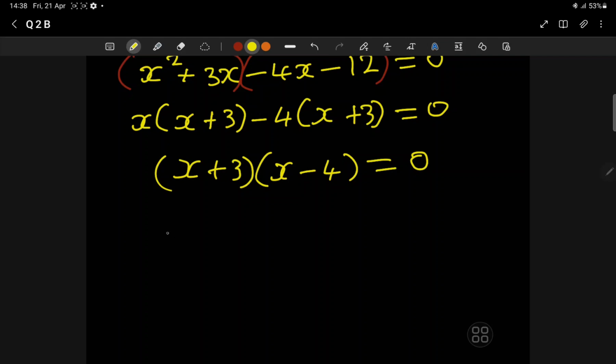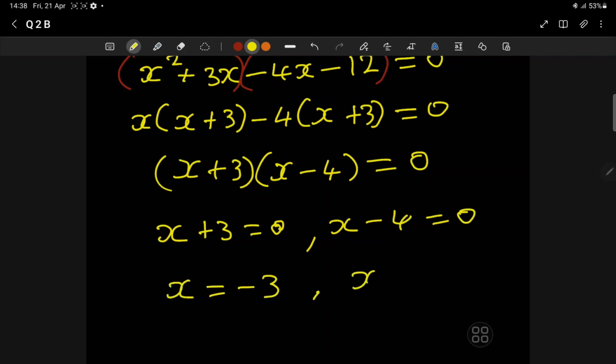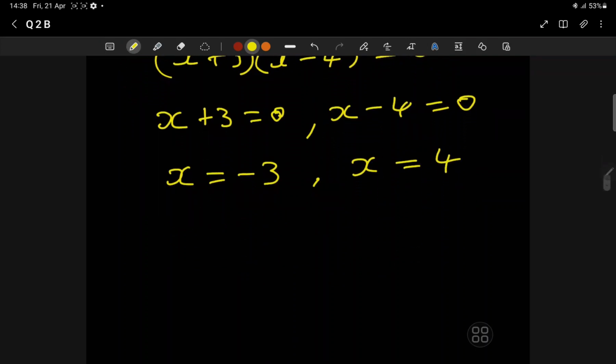Then we can use the zero product rule, so we have x plus 3 is equal to 0 and x minus 4 is equal to 0. So this is x is equal to negative 3, and this is x equal to positive 4. So these are our critical values that make the polynomial 0. Since we have them, we're going to test them to see if they qualify for our inequality. So we'll draw the number line.